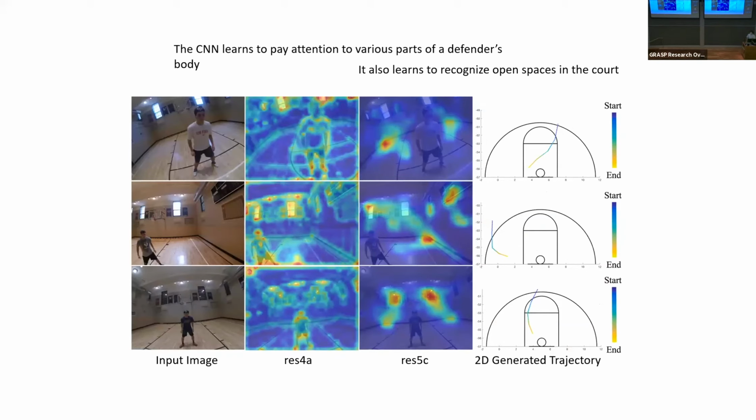And we're also trying to understand what kind of information this deep network is using to really understand human behavior from the first person. From many of the tasks we have studied in this basketball scenario, we see that the deep neural network usually focuses on the defender's body, on the different parts of the defender's body, as well as the open space in the court. This is somewhat similar to what the human system is trying to do when we're playing basketball.